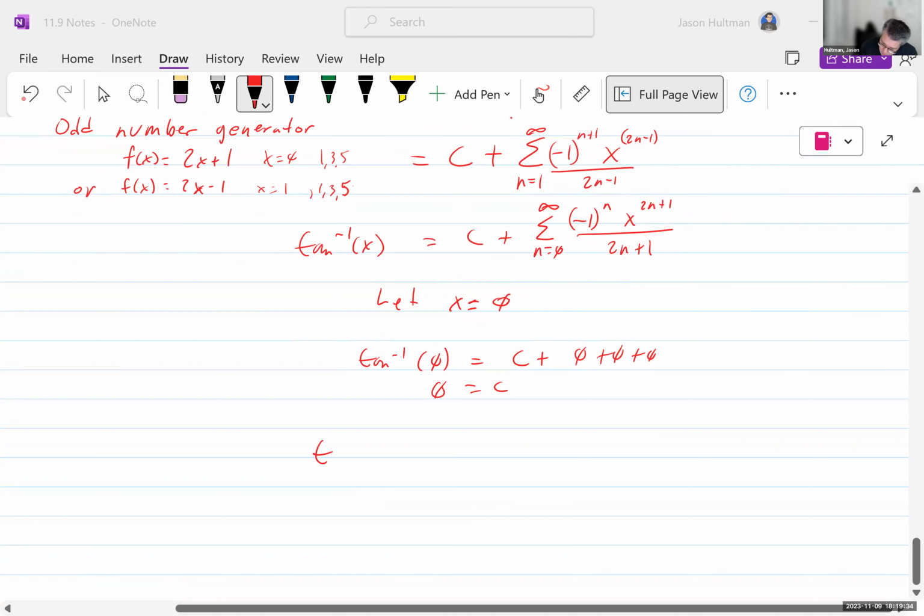And so the inverse tangent of x is equal to the summation of negative 1 to the nth, x to the 2n plus 1, all over 2n plus 1, n equals 0 to infinity.